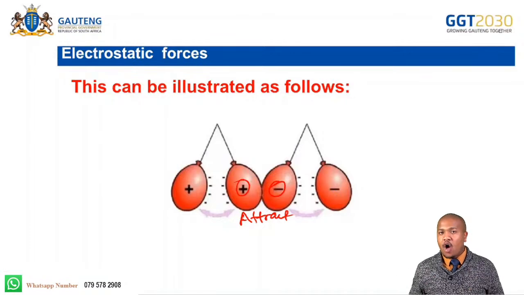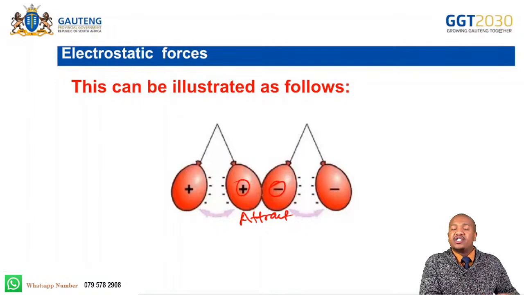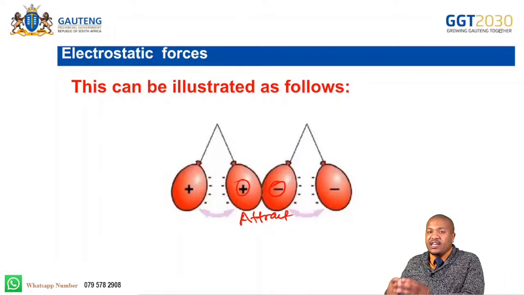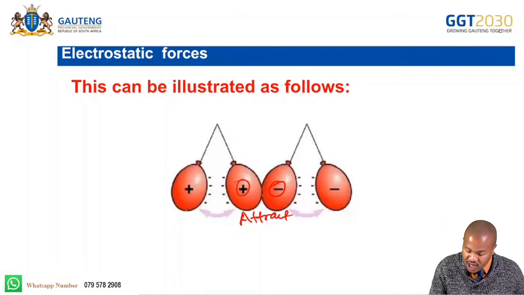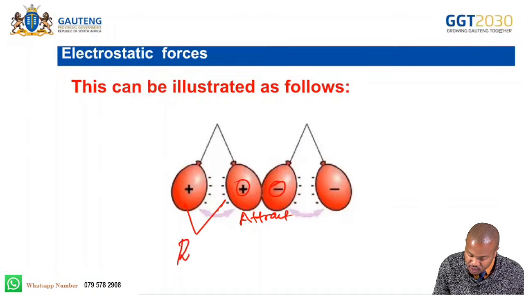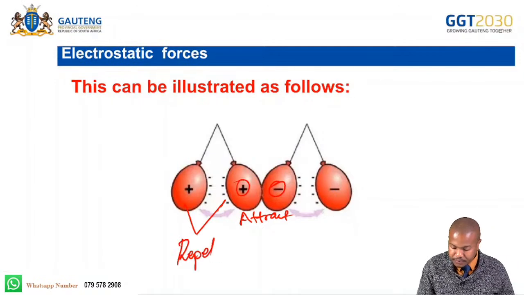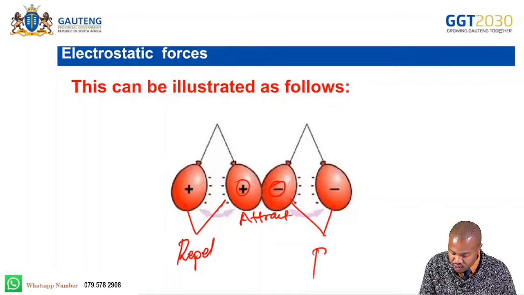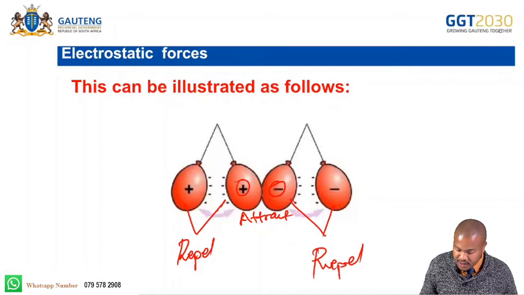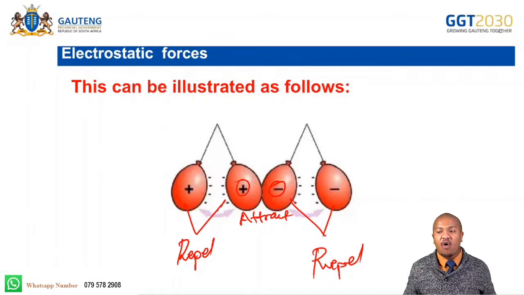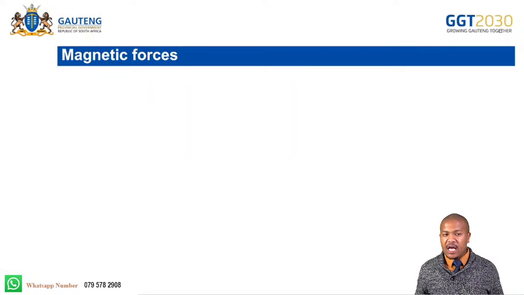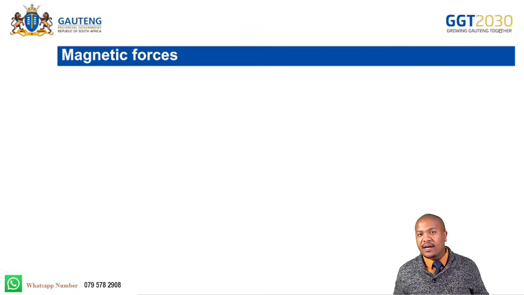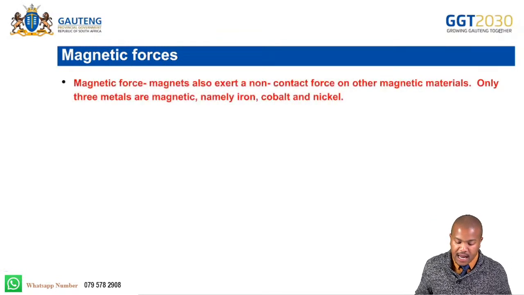But now, objects of like charges, either both positively charged or both negatively charged, are going to repel. They're going to move away from each other. Like these two, they're going to repel. And these two also, they're going to repel. They're going to push away from each other, right? So quickly, let's move on to magnetic forces.